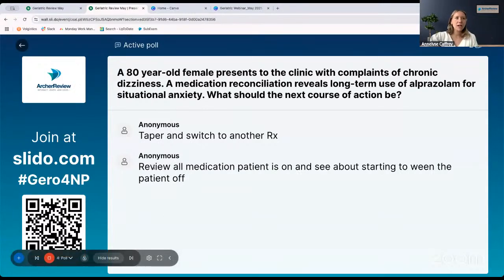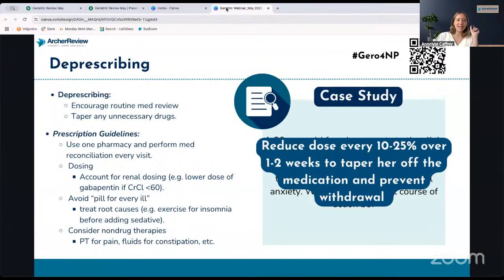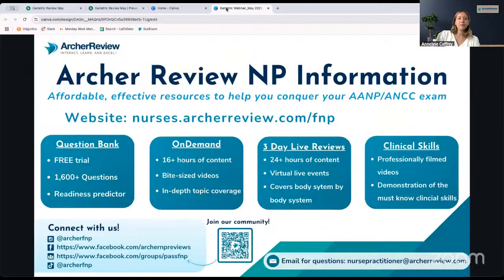Taper, switch to another prescription, review all medications they're on, see about starting to wean the patient off. These are great answers, guys. These are really awesome. Okay, great job. We'll hop back to the slide because we've got so much to go through. But I really love that you guys said taper and wean. Those are great answers because anytime someone's on a benzo, remember, we have to wean them off it. The evidence-based protocol right now is about 10 to 25% over 1 to 2 weeks. So you taper them off slowly to prevent withdrawal. That's a drug that she doesn't need to be on, that has more side effects than benefits for an older adult population.